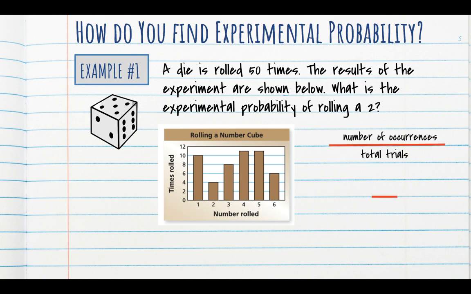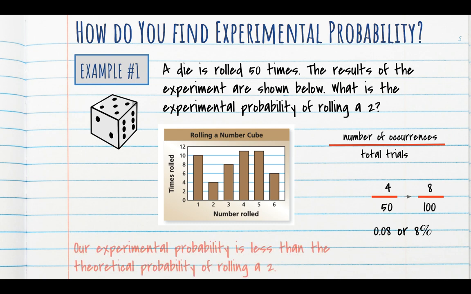Well, the total number of trials is provided right in the word problem, 50 times. So total trials is 50. We look to our bar graph to find out how many times we got a 2. And we can see in our bar graph, we got a 2 4 of the times. 4 out of the 50 times. If I wanted to change this into a decimal, it's pretty easy, as it's an equivalent ratio of 8 to 100. So 8/100ths, or 8% of the time, we got a 2.